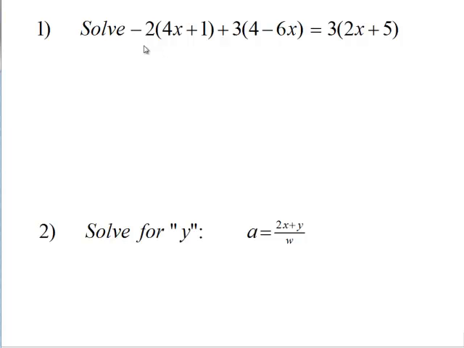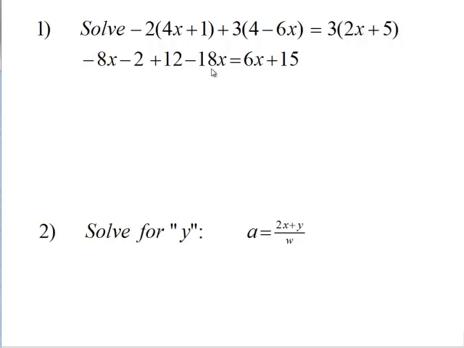Alright, number 1, solve. Multiply 2 times 4 is 8x. 2 times 1 is minus 2. 3 times 4 is 12. 3 times 6 is minus 18x. 3 times 2 is 6x. 3 times 5 is 15.